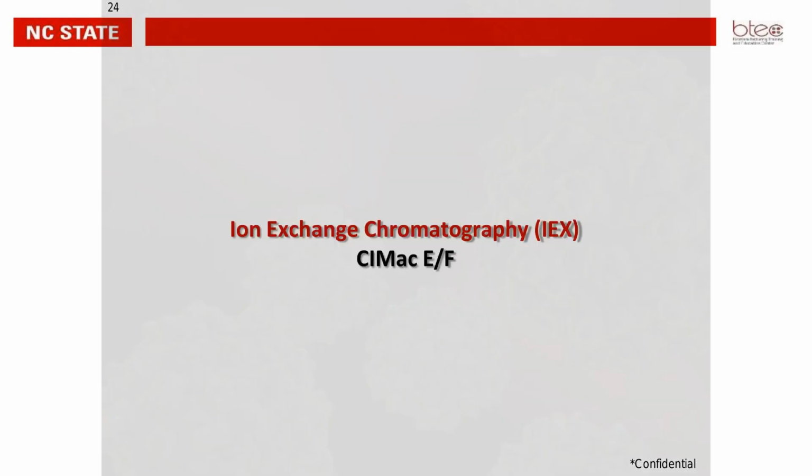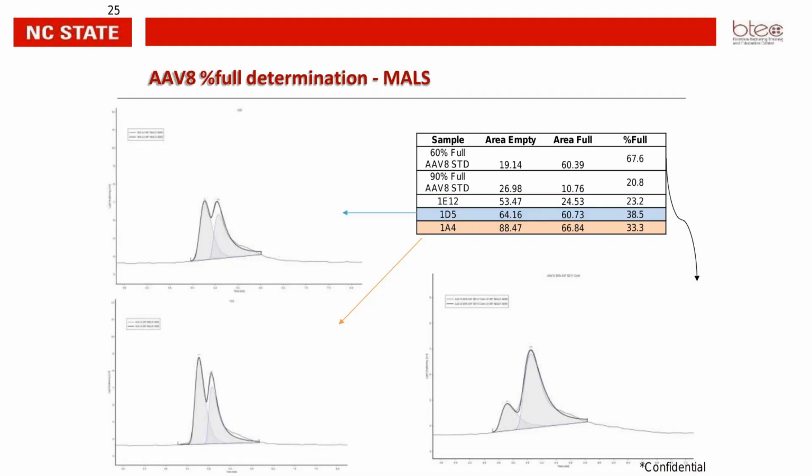The next method that we are exploring, or are still developing, is ion exchange chromatography with the CMAC empty full. We are still just utilizing the method that was given to us by Sartorius BS Operations, and we have not completely separated the empty and full. We don't get the baseline separation yet, but the initial method itself is giving us a lot of information. This was for an AAV8 sample. That is where the method was initially developed.